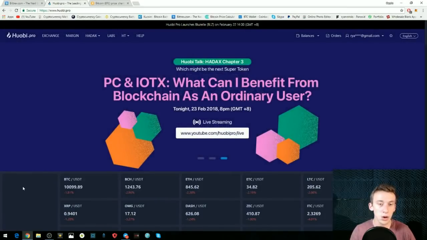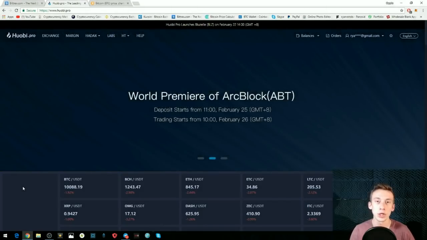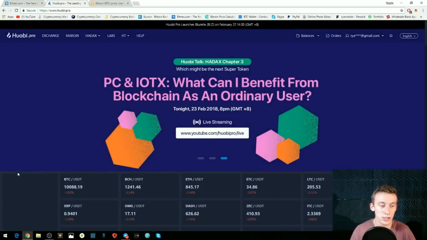Now, this is the homepage of the Huobi platform. First, when you come onto this website, huobi.pro, create yourself an account. There's no ID verification or know your customer verification. You just put in your email, password, and then you confirm your email, and then you get logged into your account. So this is the home page.